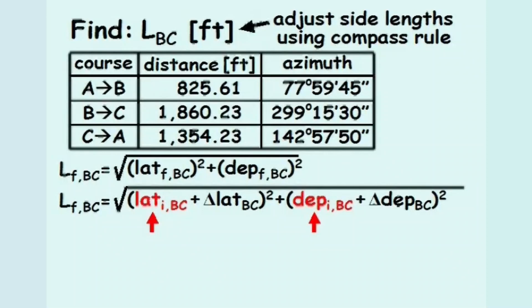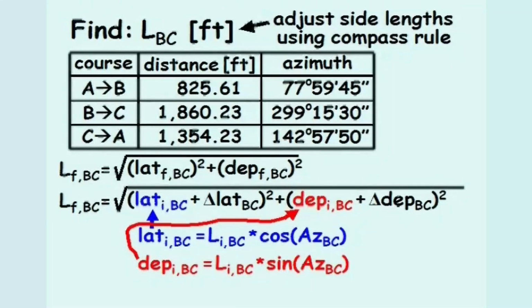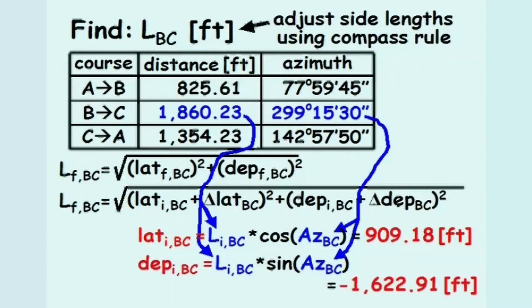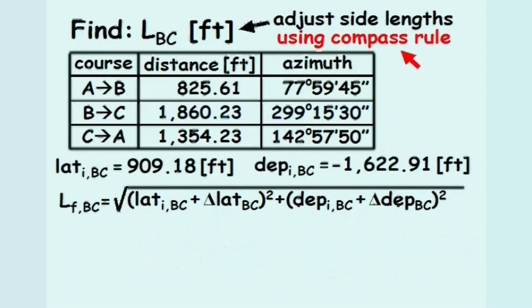The initial latitude of course BC equals the measured distance of course BC times the cosine of the azimuth. And the initial departure of course BC equals the measured distance of course BC times the sine of the azimuth. After plugging in the measured distance and azimuth for course BC, the initial latitude equals 909.18 feet, and the initial departure equals negative 1,622.91 feet.